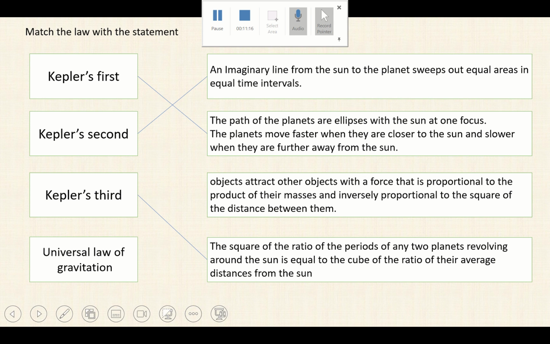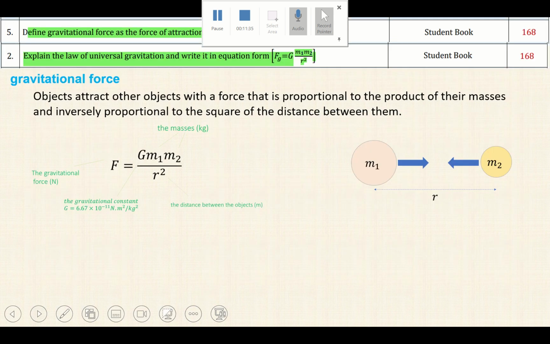And the last one, the universal law of gravitation, states that objects attract other objects with a force that is proportional to the product of their masses and inversely proportional to the square of the distance between them. All right.